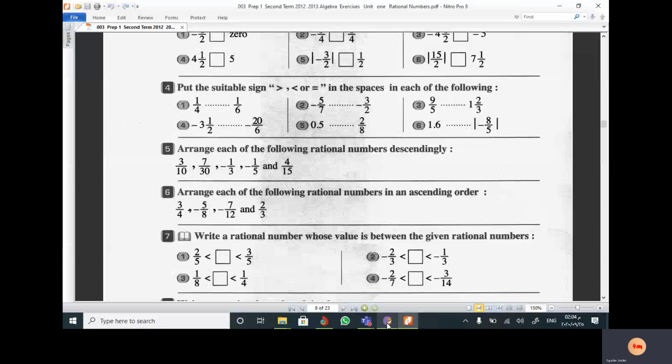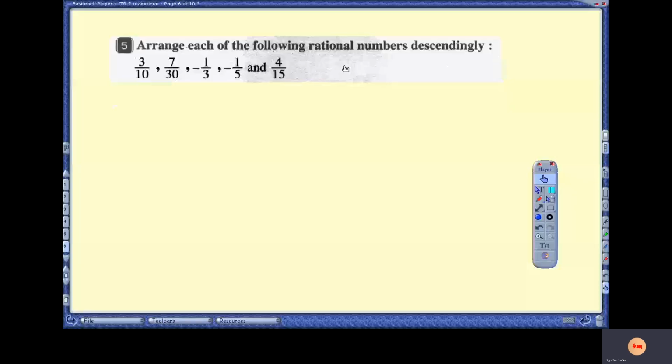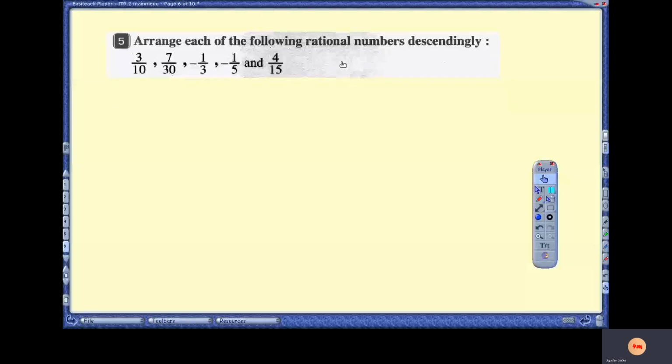Arrange each of the following rational numbers in descending order. Descending order means you will start from the greatest. Before starting to arrange these rational numbers, you need to put all of them with the same denominator.